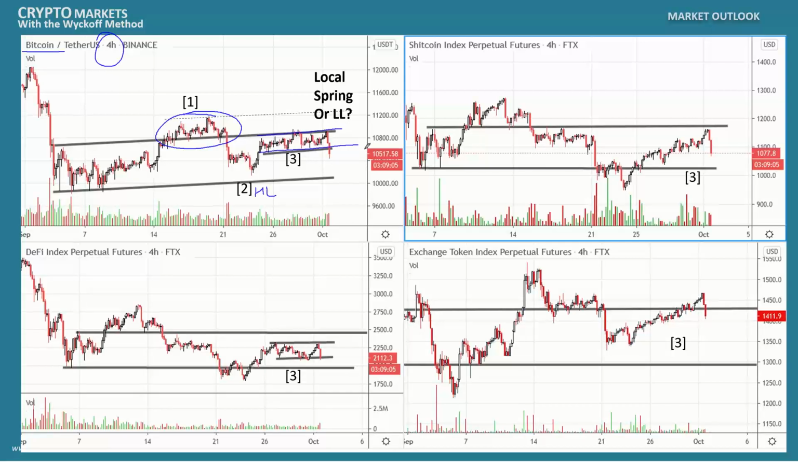So now we have to be really careful. It's important to see if we can spot some kind of spring of this local range or not. This is a crucial point because a failure here would bring price back to the bottom of the range. And if we fail here, we could revisit the bottom.